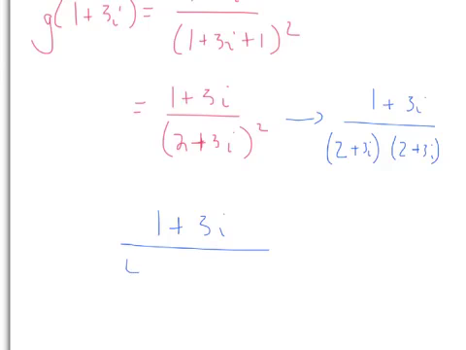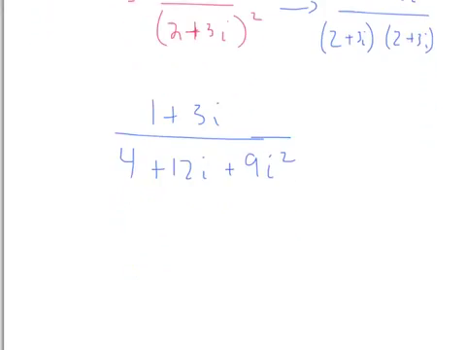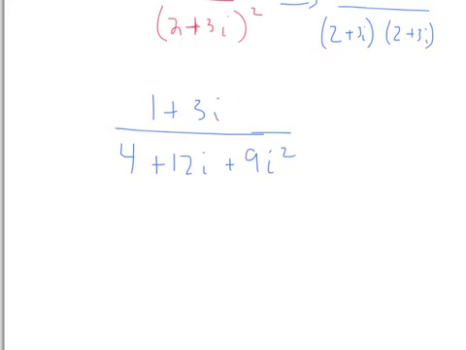The denominator becomes 4. Outer is going to give me 6i. Inner is going to give me 6i, giving me 12i. And then last is going to be plus 9i squared. Well, remembering that i squared is negative 1, it makes this really just minus 9. 4 minus 9 is going to give me negative 5. So in the denominator, I have negative 5 plus 12i. In the numerator, I still have the 1 plus 3i.